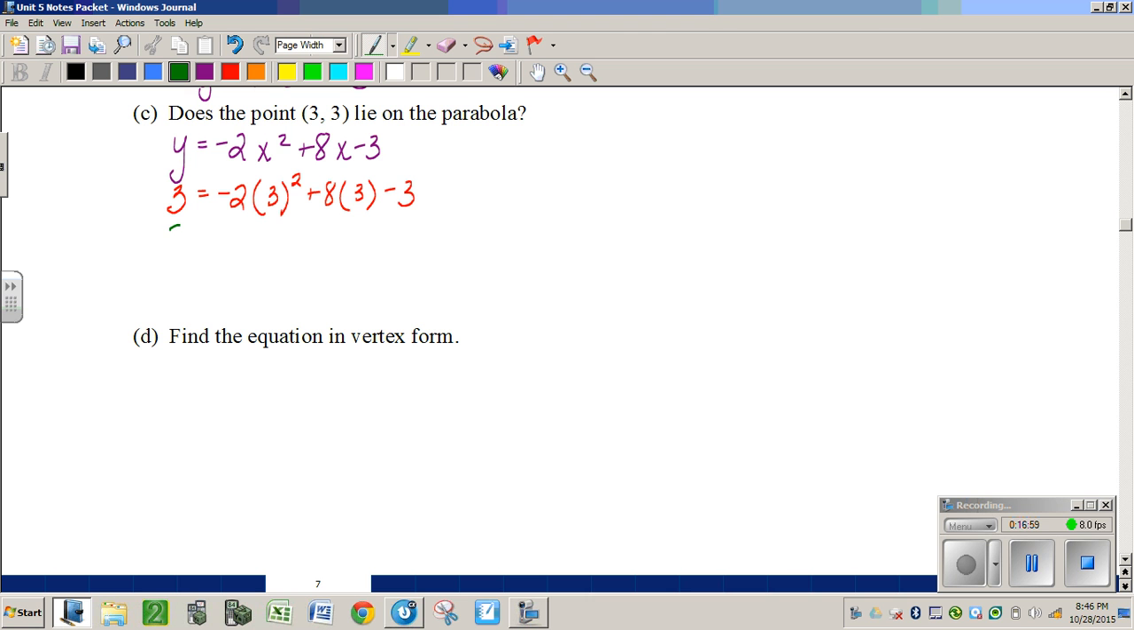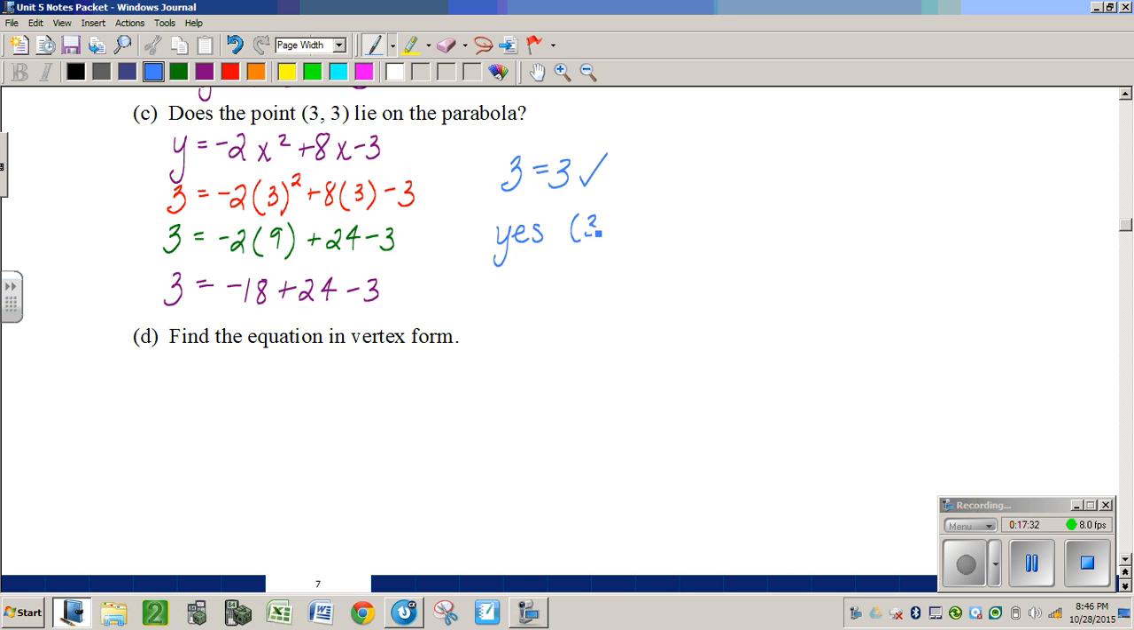So the left-hand side of this equation, I'm not going to touch. It's just going to continue to stay 3. On the right-hand side, though, I'm going to simplify everything. So just following your order of operations, you can just go ahead and simplify. So we're looking at negative 18 plus 24 minus 3. Alright, so if I do negative 18 plus 24 and then subtract 3, I end up with, oh, hey, look at that, I end up with 3. So we get 3 equals 3. So yes, this point does lie on the line. So the point 3, 3 is on, or sorry, not on the line, on the parabola.